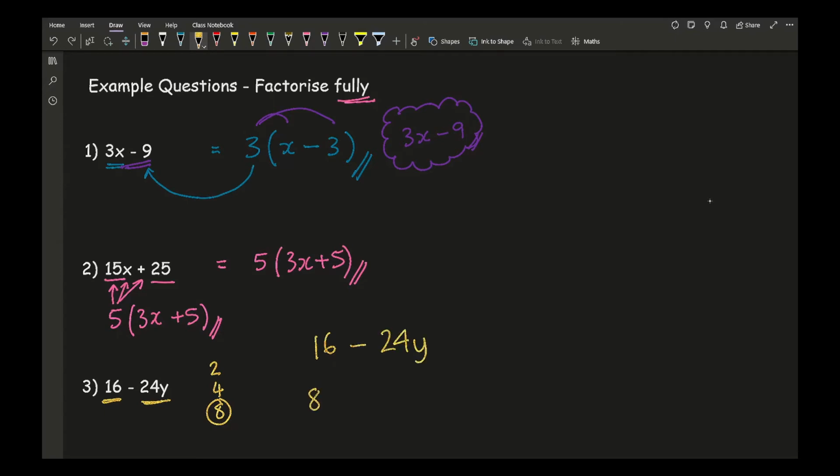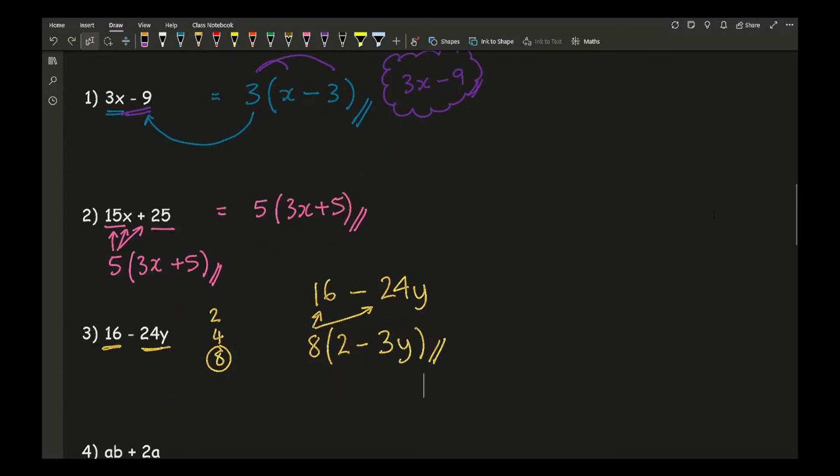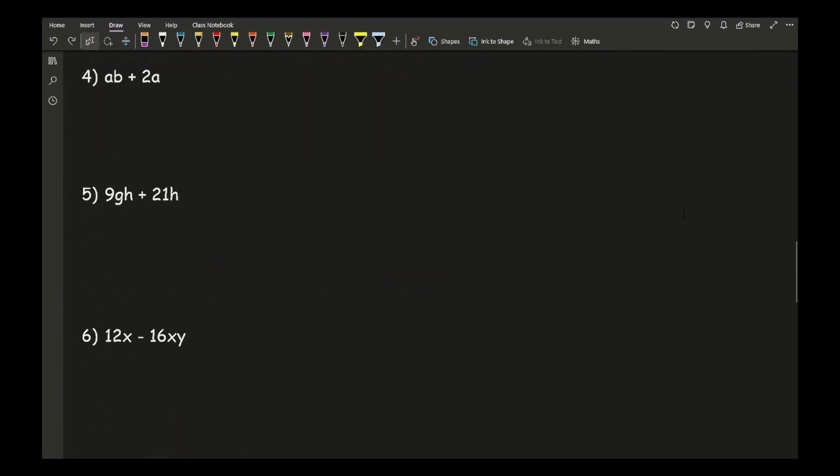Now again, I'm going to take out the highest common factor, which is 8. So what do I have to multiply 8 by to get 16? Well, that's going to be 2. Minus, and what do I need to multiply 8 by to get 24? Well, that's going to be 3. And I also need a y, so I'll add a y inside the bracket and job done. So moving on to question 4.